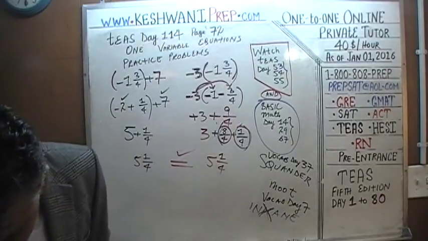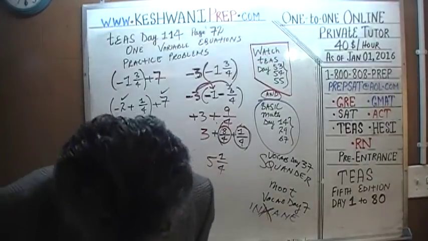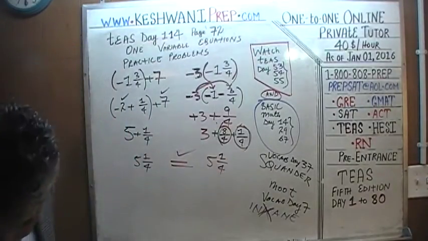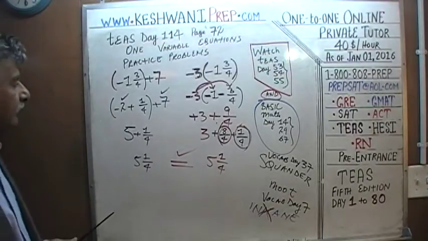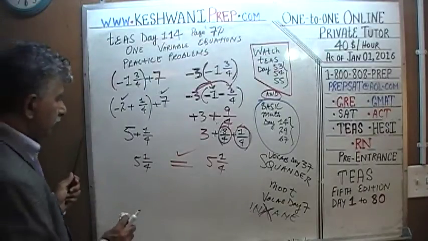What number was this? This, I believe, was number 2. Was it number 2? Yes, it was number 2. Let's move on to number 3. I'll give you 5 seconds before I put it up.